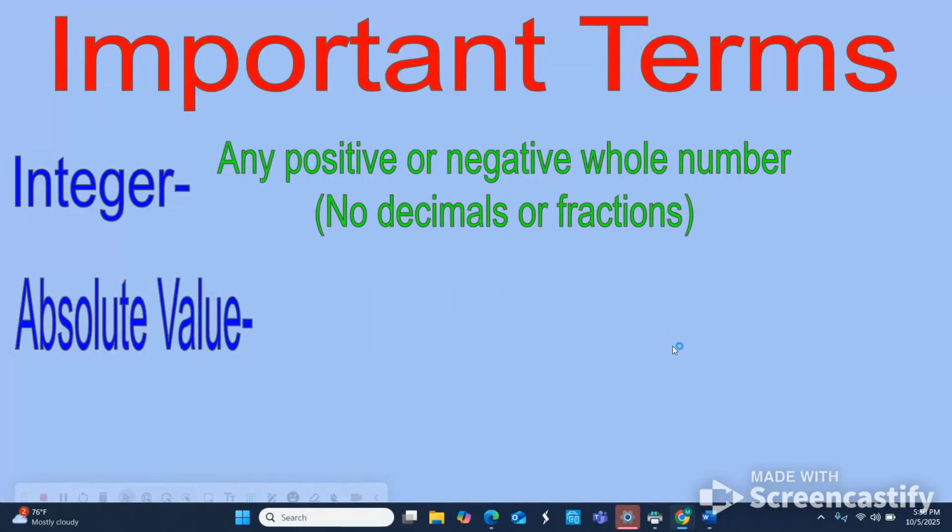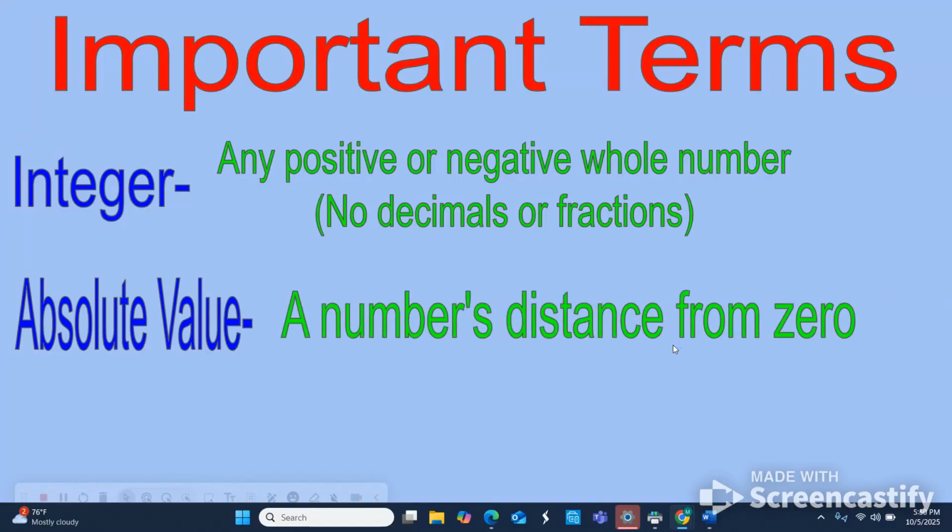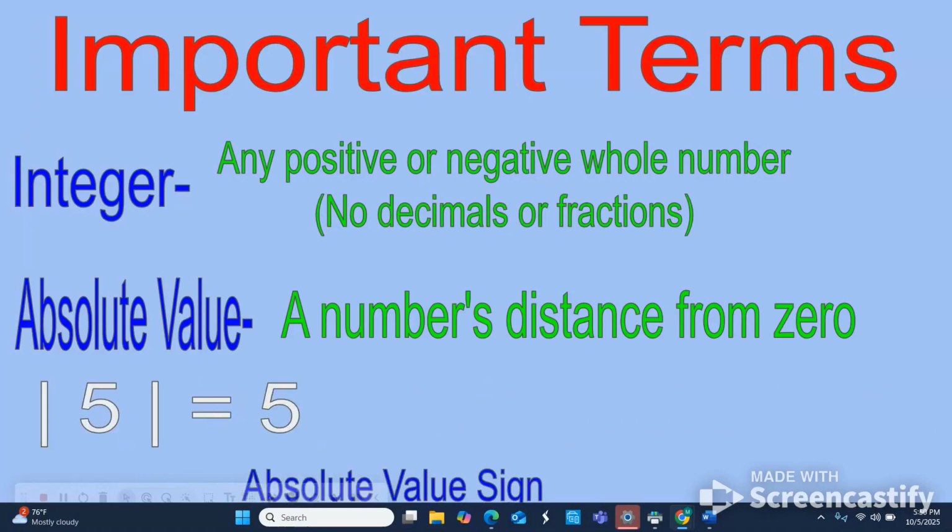Now when we're talking about adding integers, we also have to understand the idea of absolute value. When we talk about absolute value, we're talking about a number's distance from zero. In other words, absolute value is just how far a number is going to move. So for example, the absolute value sign is these little up and down bars right here. So when this problem asks what is the absolute value of 5, the answer is 5, because it's just asking how far away from 0 is 5. Okay, so that's why the absolute value of 5 is 5 here.